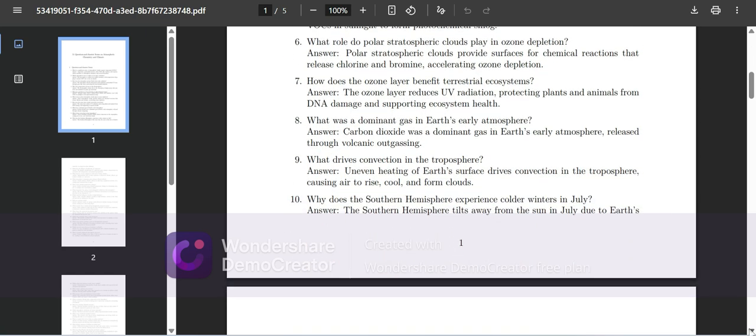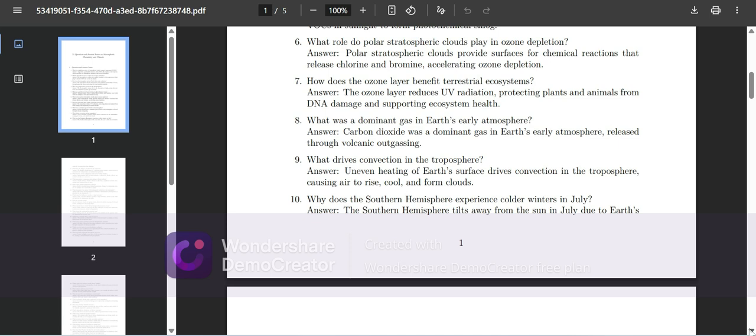What role do polar stratospheric clouds play in ozone depletion? Polar stratospheric clouds provide surfaces for chemical reactions that release chlorine and bromine, accelerating ozone depletion.